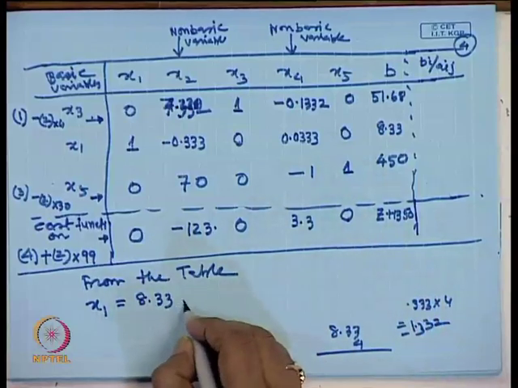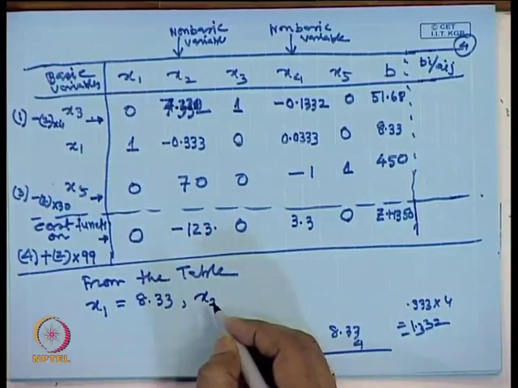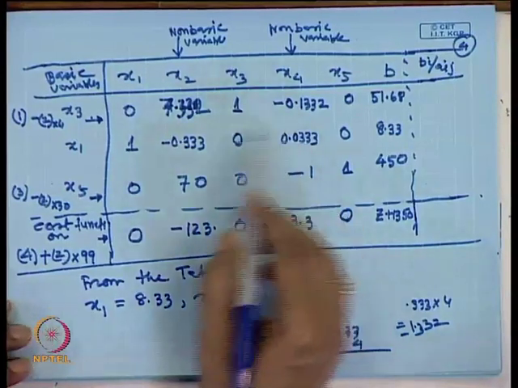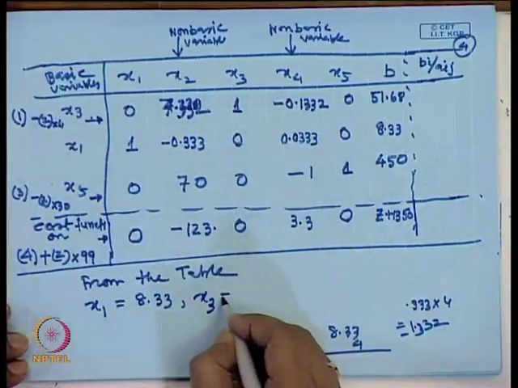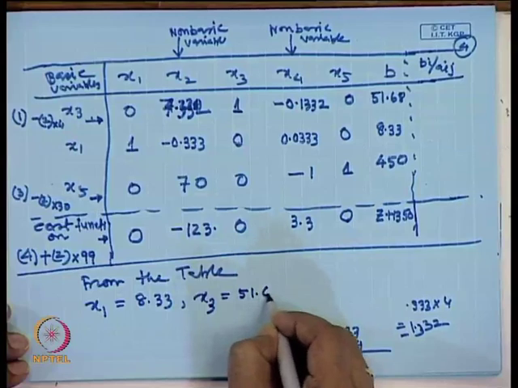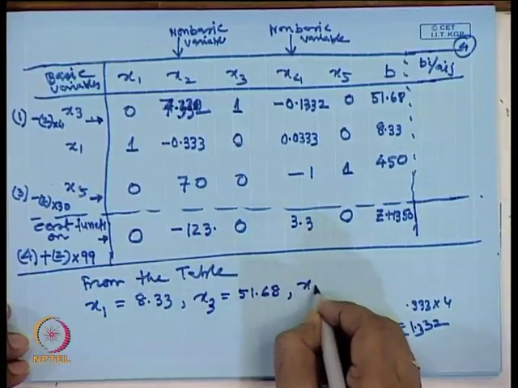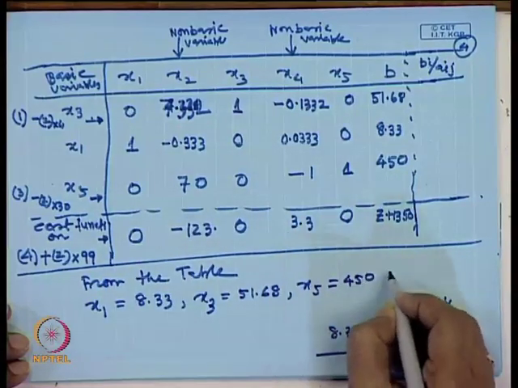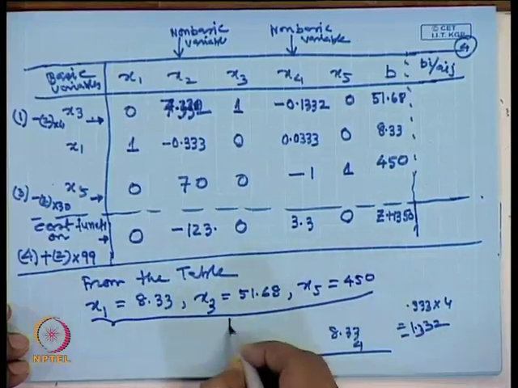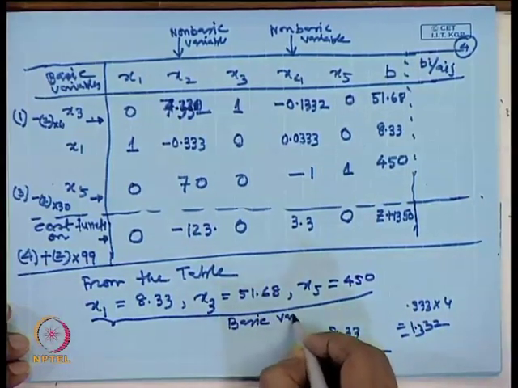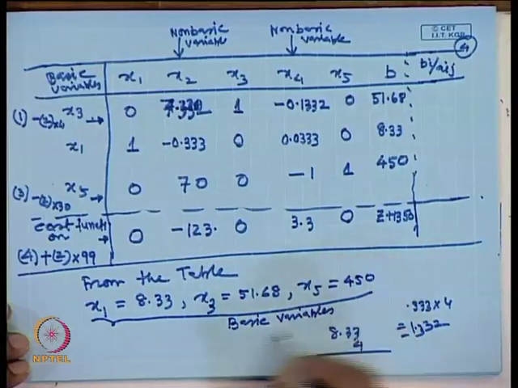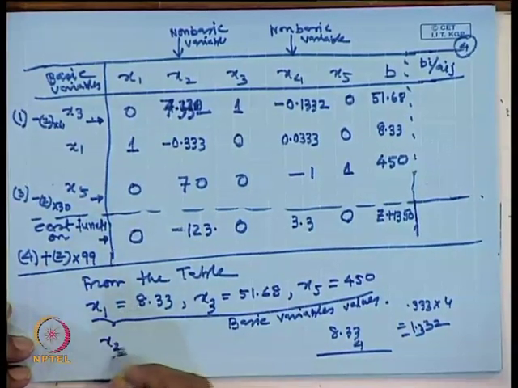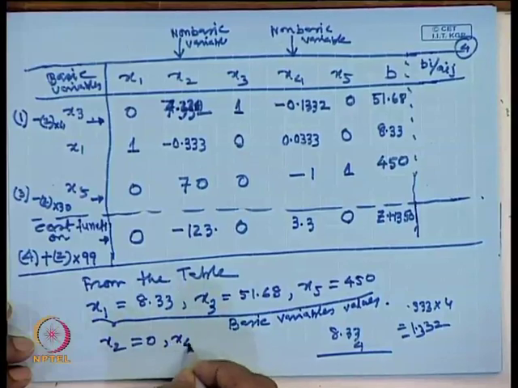Similarly, I can write X3 value. See, X3 value is 51.68, and x5 value is 450. So, these are all the basic variables' values. Non-basic variables are x2 equal to 0 and x4 equal to 0.